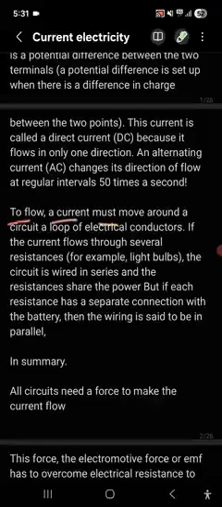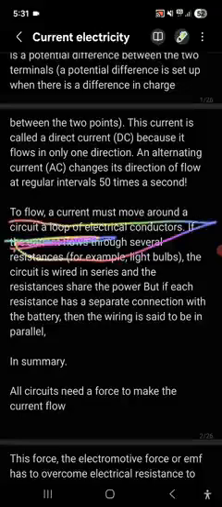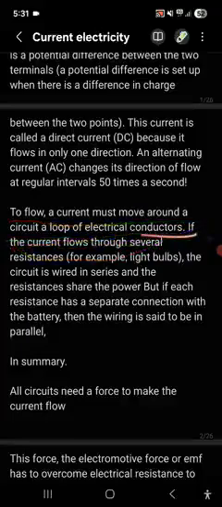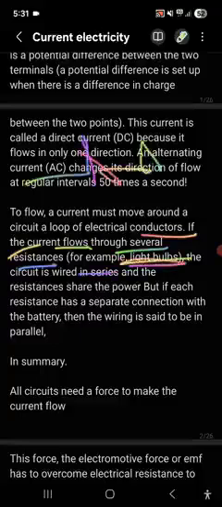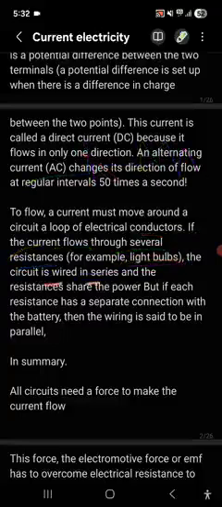To flow, a current must move around a circuit, a loop of electrical conductors. If a current flows through several resistors, for example light bulbs, you know what a resistor means, right? If they are wired in series, the resistors share the power. But if each resistor has separate connections with the battery, then the wiring is said to be in parallel.